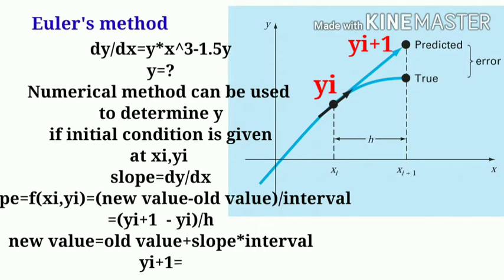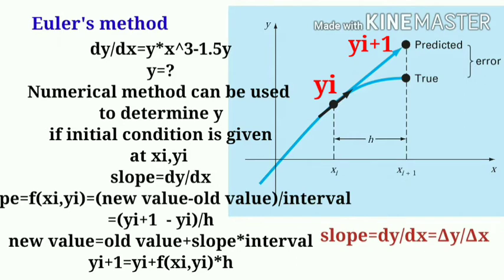Then Euler's formula: new value will be equal to old value plus slope into interval. So yi plus 1, that is the next point, is equal to yi, that is the initial point, plus f of xi comma yi, that is the slope at the initial point, into h, that is the interval. In this way we can find out the next point. Similarly, if you want to find out yi plus 2, then yi plus 2 will be equal to yi plus 1 plus f of xi plus 1, yi plus 1 into h, and so on.